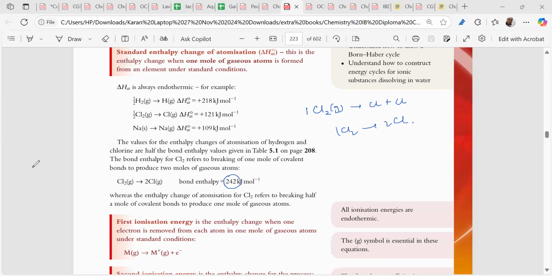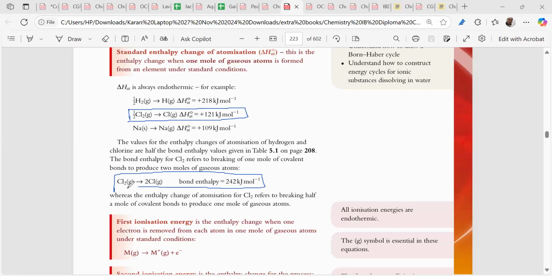Now, can you tell me one thing? As standard enthalpy of atomization is this, and the bond enthalpy equation is this, how are they interrelated? Atomization and bond enthalpy, only for diatomic molecules, not for all. How are they related for diatomic molecules? Note this down.